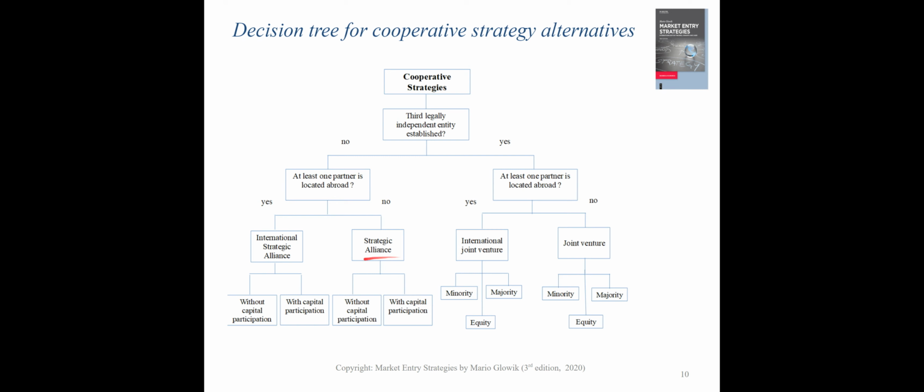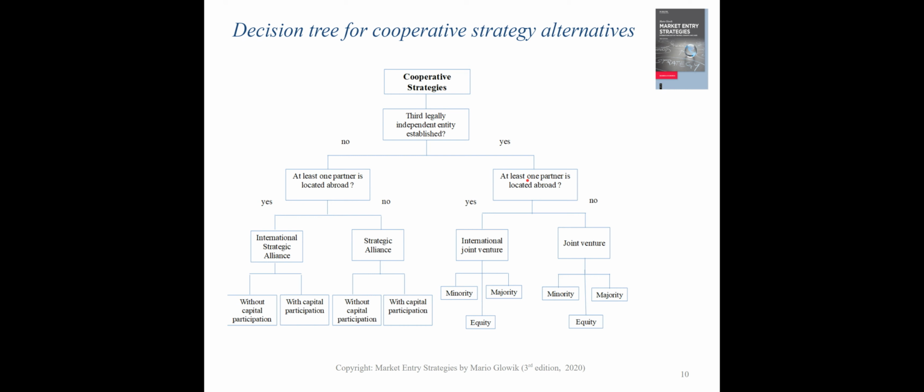And in both cases, we distinguish strategic alliances without capital, without equity participation, and with capital participation. That is the same for international strategic alliances as well as for domestic strategic alliances. In comparison, when we answer the question, is there a third legally independent entity established? And the answer is yes. Then we deal with joint ventures.